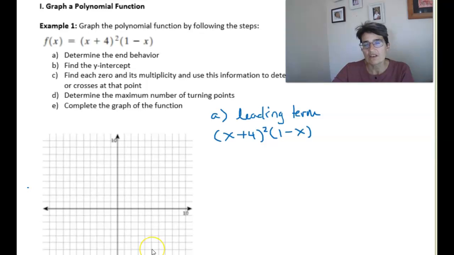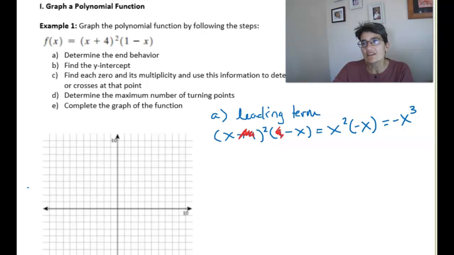You want to look at each parenthesis and keep the leading term in each parenthesis. So here, x plus 4, x has a higher power than 4, so we're going to scratch this out. Same for here, we have 1 minus x. x has a higher exponent, so we scratch this out. What we get left with is x squared in the first parentheses and negative x in the second, which gives me negative x cubed. So this is my leading term.